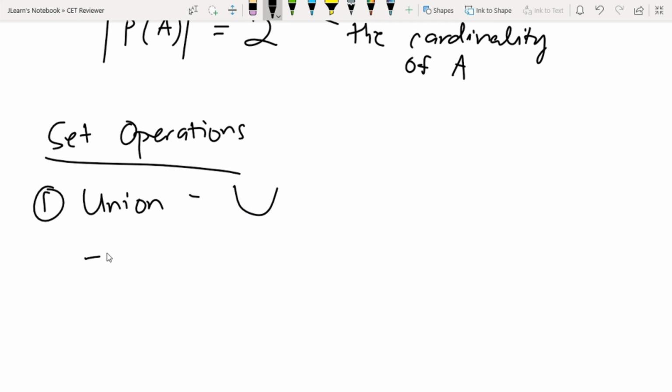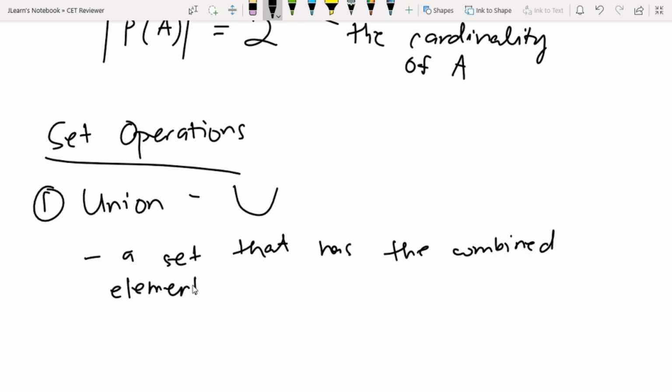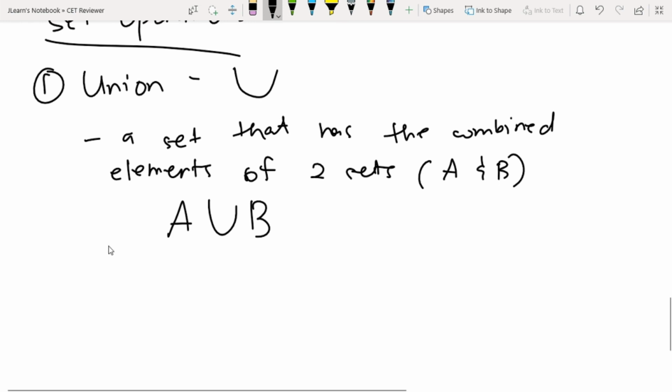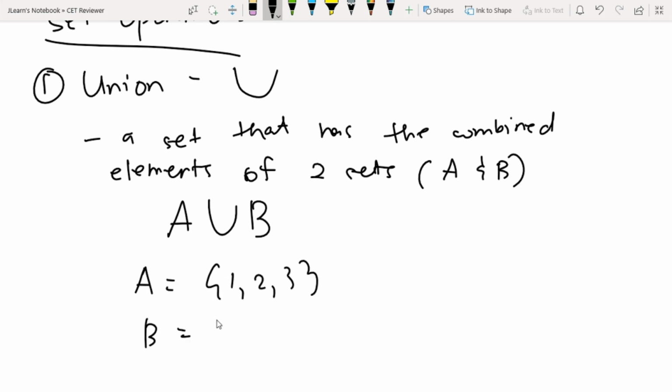So basically, union is a set that has the combined elements of two sets. For example, our sets A and B. We denote union by A, then the symbol, then B. So when we say A union B, we get a set with the combined elements of the two sets. For example, I have set A equal to 1, 2, 3, then set B to be 3, 4, and 5.